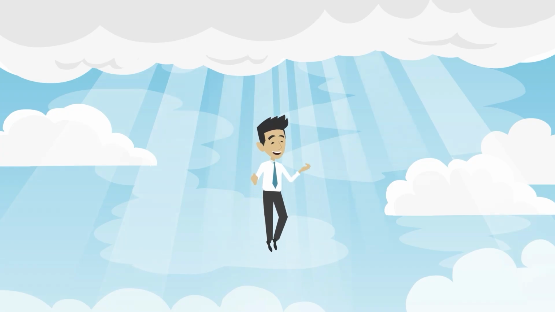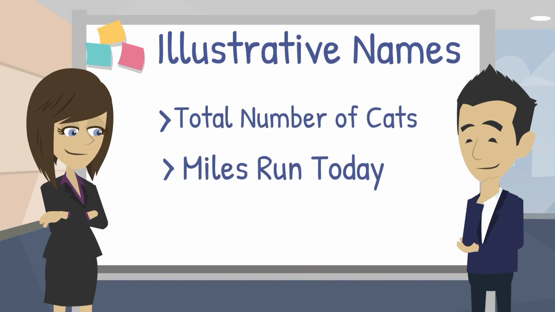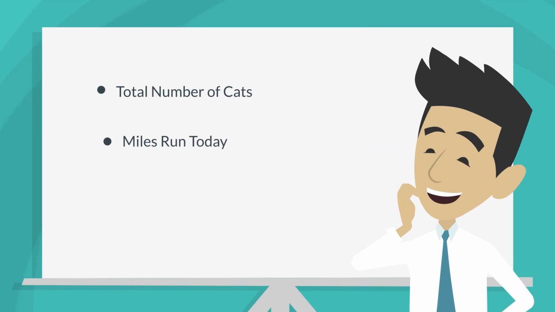The sky's the limit. By using illustrative names like TotalNumberOfCats or MilesRunToday, just a quick glance tells you what role each variable is playing in your coding narrative.